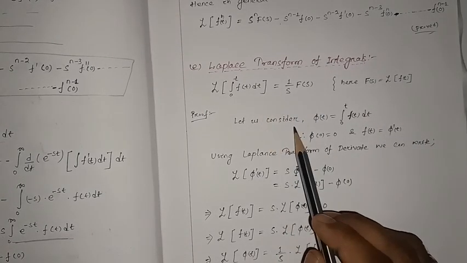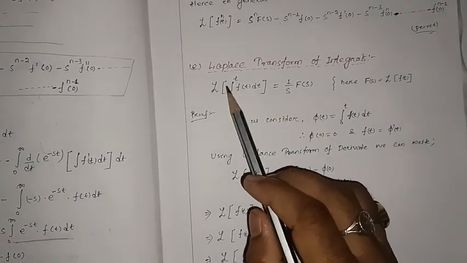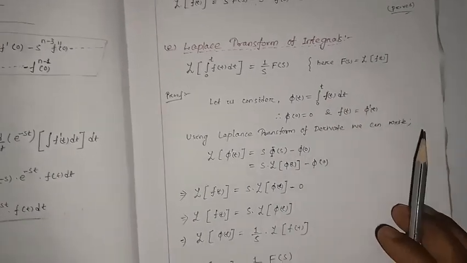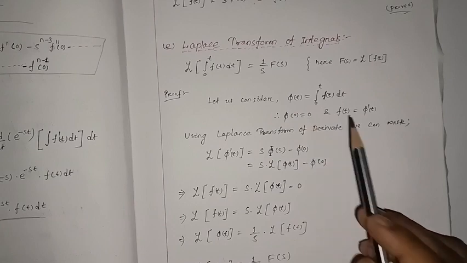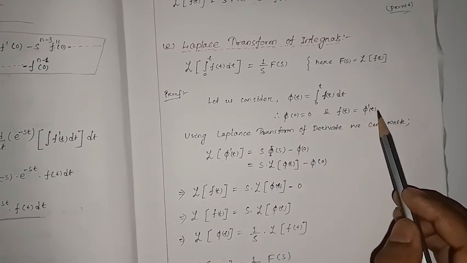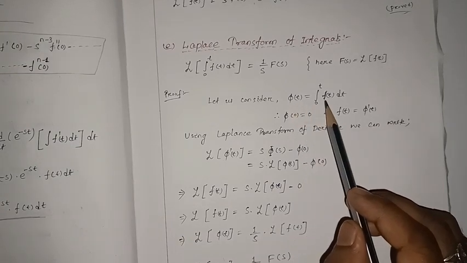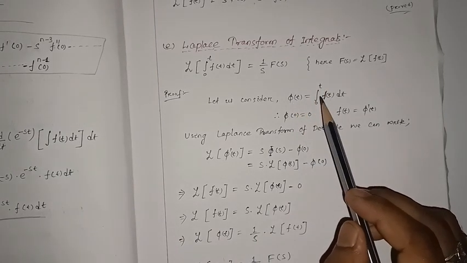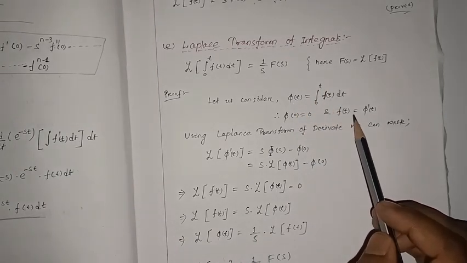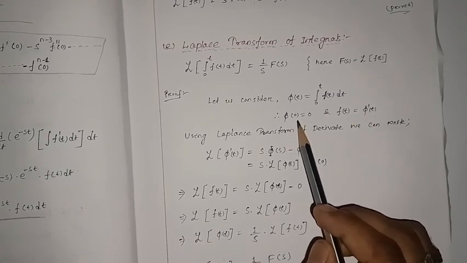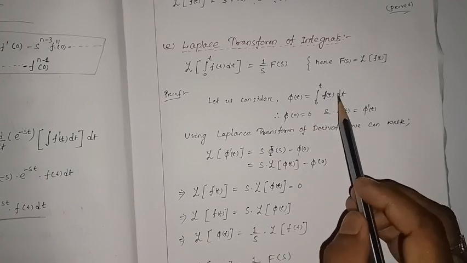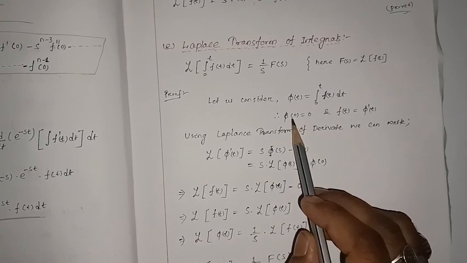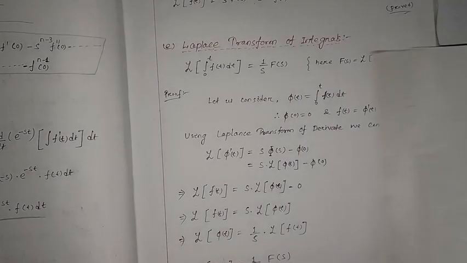To prove this, let us consider phi of t as this integral from 0 to t of f of t dt. If so, then phi of 0 will always be 0, and f of t equals phi dash t. See, phi of t is the integration of f of t, so its derivative removes the integration and we get f of t. So f of t is phi dash t, and here you can see that phi of 0 is always 0. That means whatever function we take, if we consider its integration from 0 to 0, it will be 0. I am going to show you some examples.